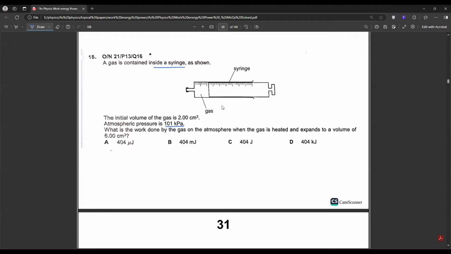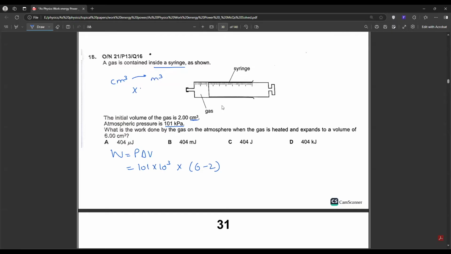So first of all, the work done on the gas has a formula of what? Pressure into change in volume. What is your pressure? 101 kilopascal, 101 into 10 raised to the power of 3. What will your change in volume be? Your change in volume will be 6 minus 2. And if you see the volume is in centimeter cube, you will have to convert it into meter cube.